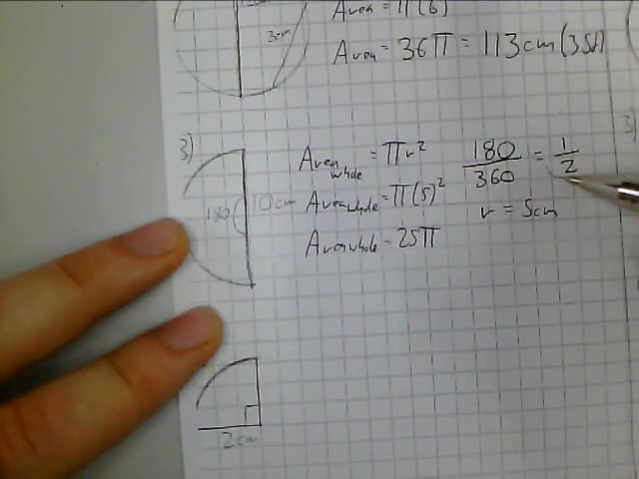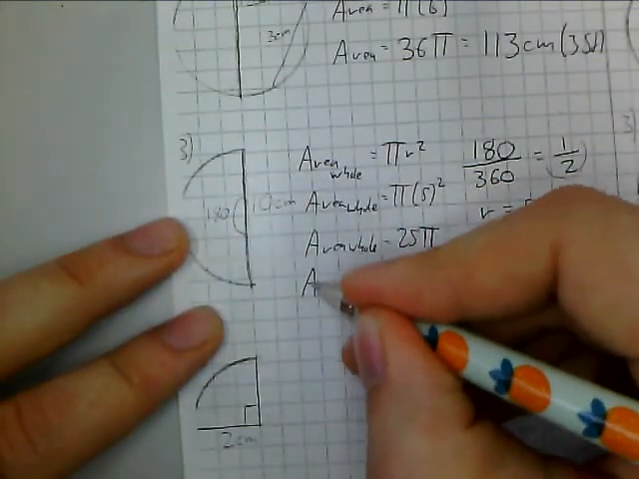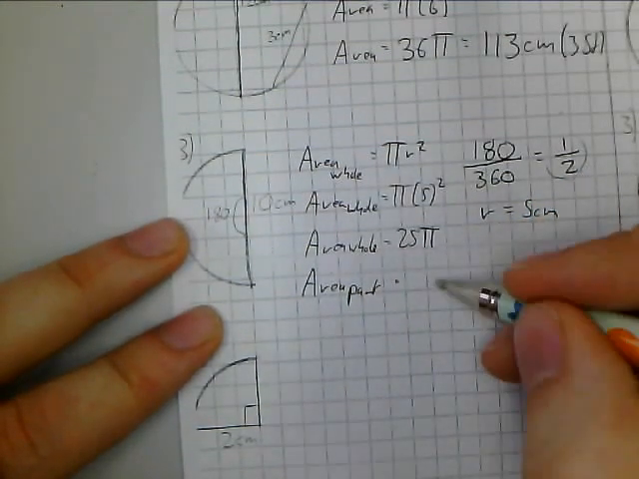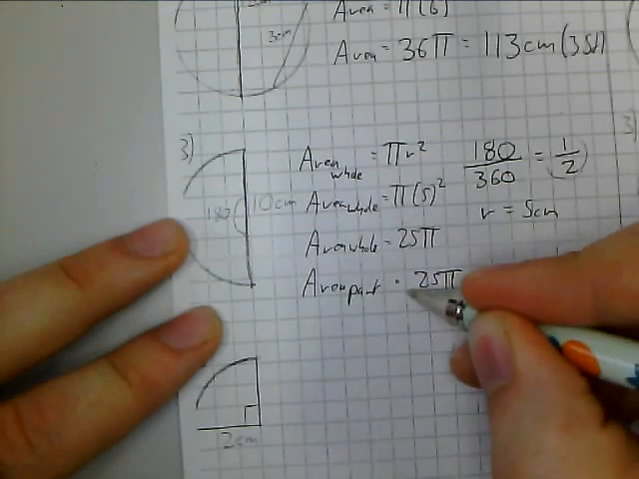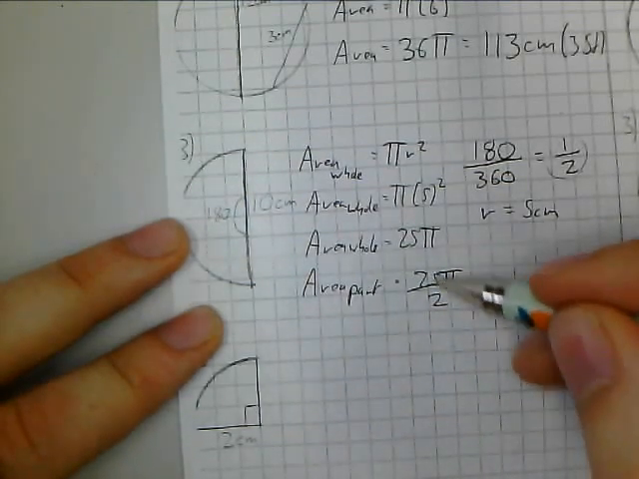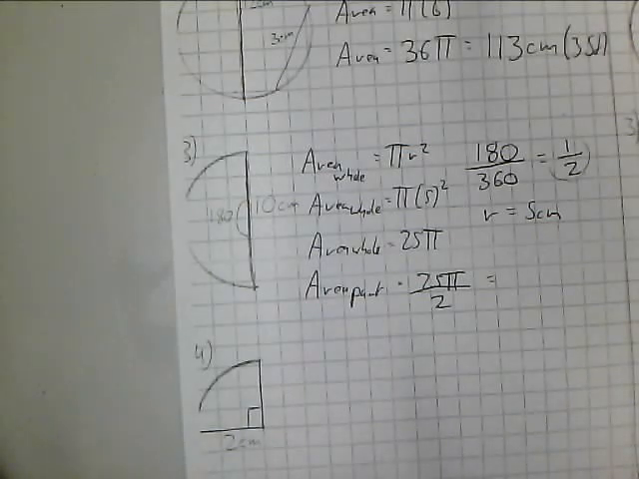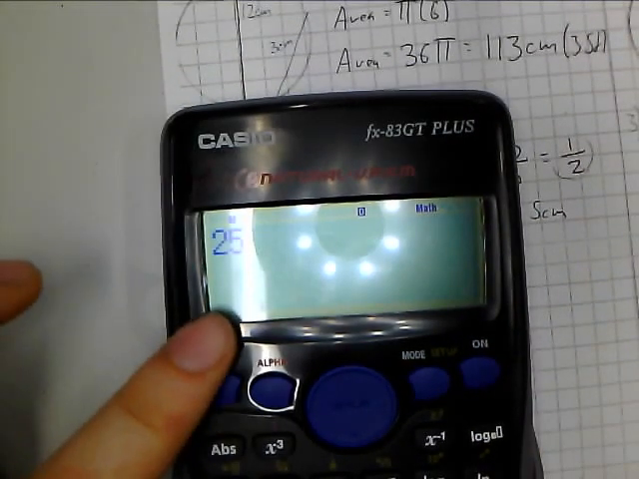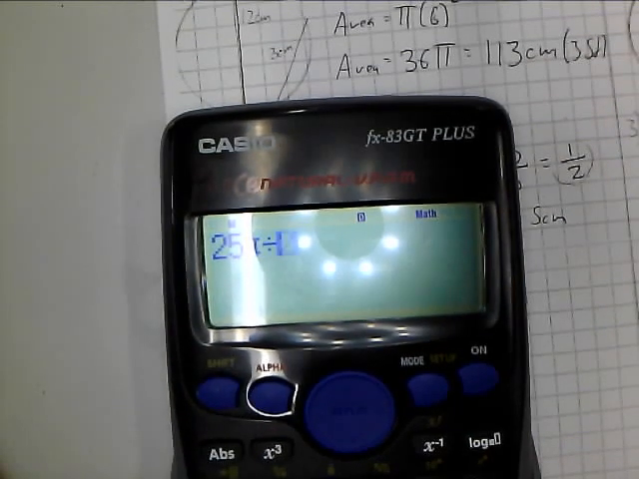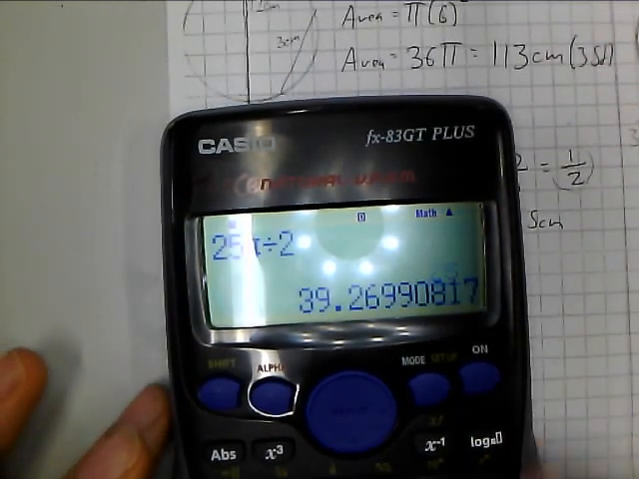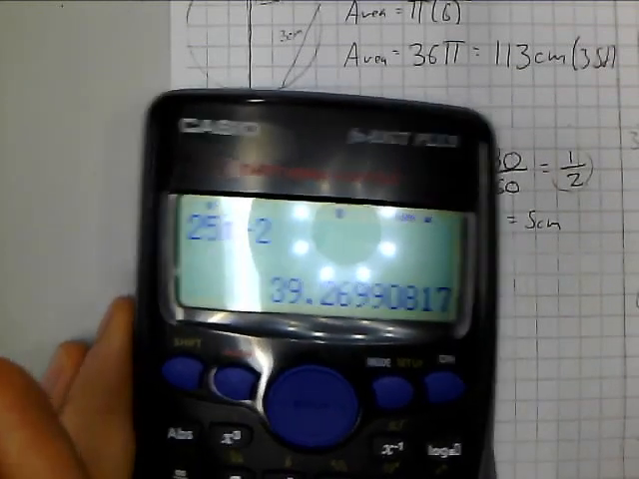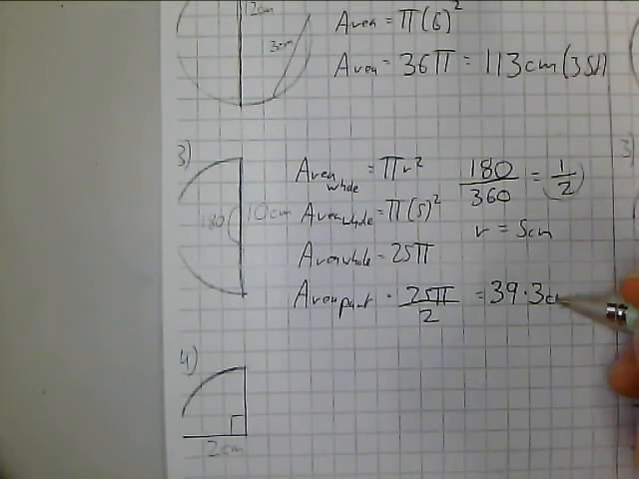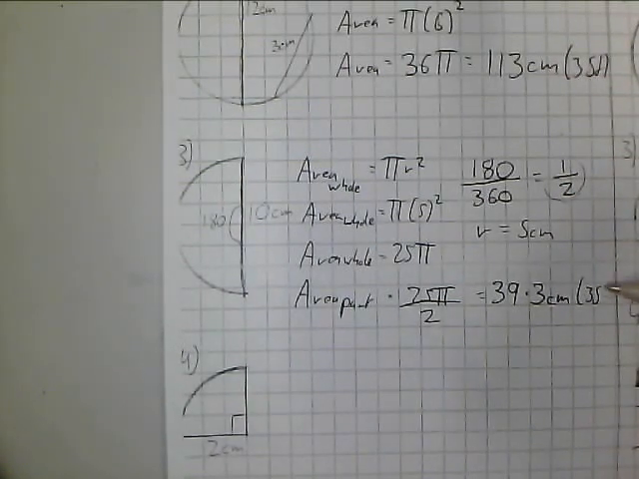Okay, now we want half of this amount, so area of the part circle is going to be half of that, so 25 pi over 2. I've got no common factors, so I'm just going to put 25 pi over 2 into my calculator. 25 pi divided by 2, and that's 39.3. And that's to 3 significant figures.